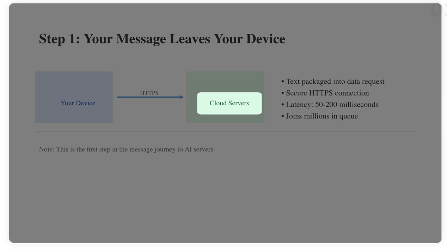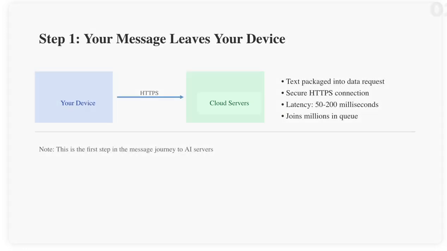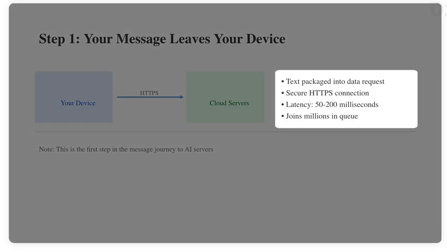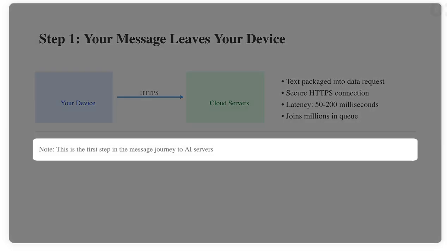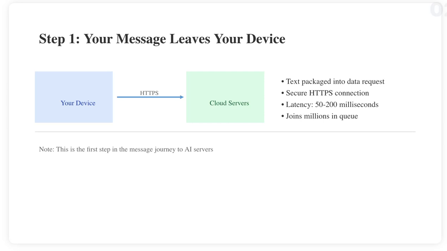Your encrypted message then travels to cloud servers where it joins millions of other requests waiting to be processed. This entire process happens incredibly fast, typically within 50 to 200 milliseconds, which is why the experience feels instantaneous to you. Remember, this is just the beginning of your message's journey. In our next step, we'll see how your text gets broken down for processing.